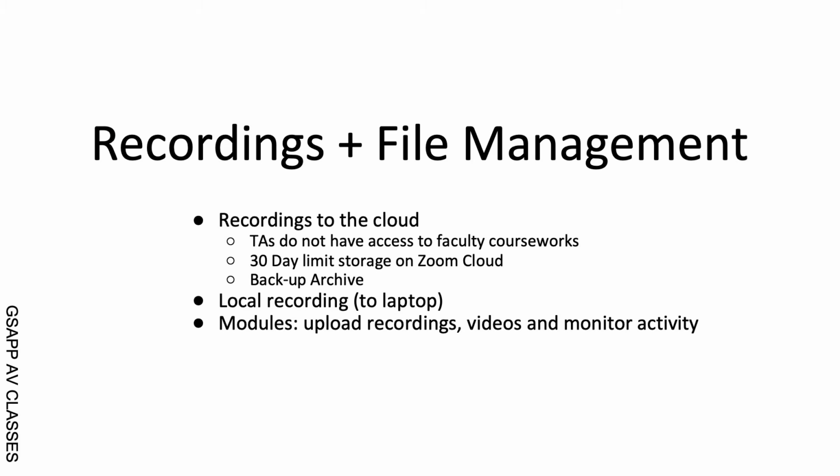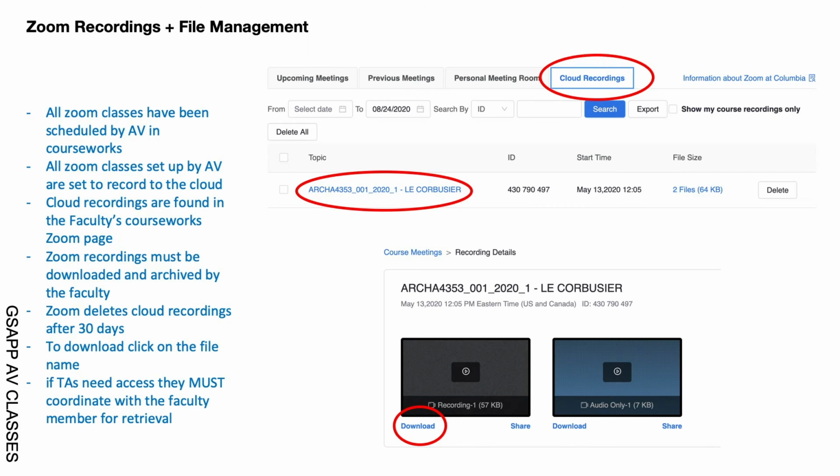Okay, something very, very important to know is that all of the cloud recordings have a 30-day storage limit. So they'll live on your Canvas Zoom recordings folder for 30 days. So it's imperative that you download all of your recordings and archive them. Otherwise, they're going to be lost. And there's nothing that AV can do about that. It's a Zoom limitation, unfortunately.